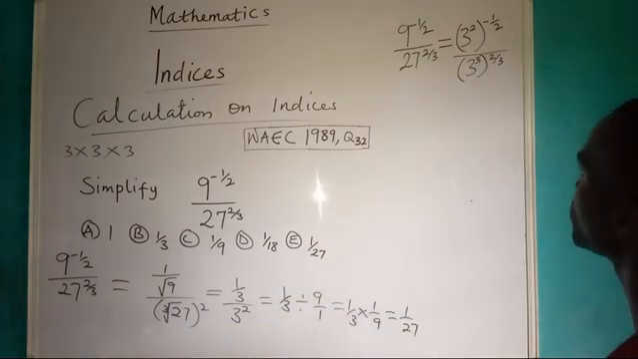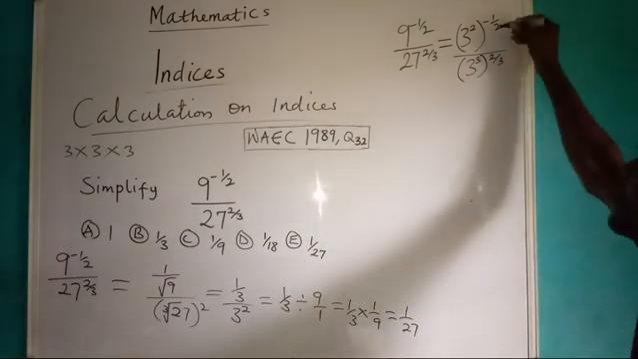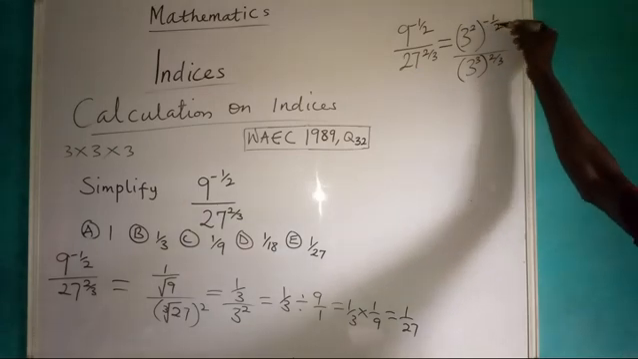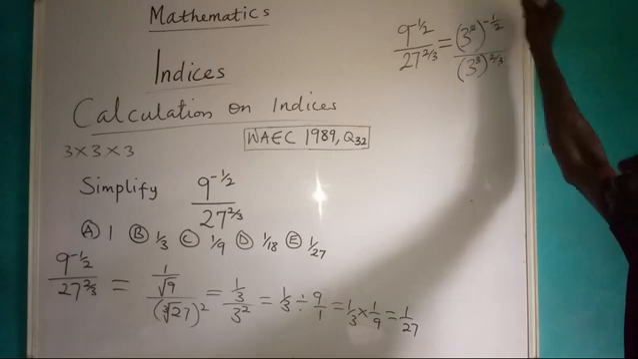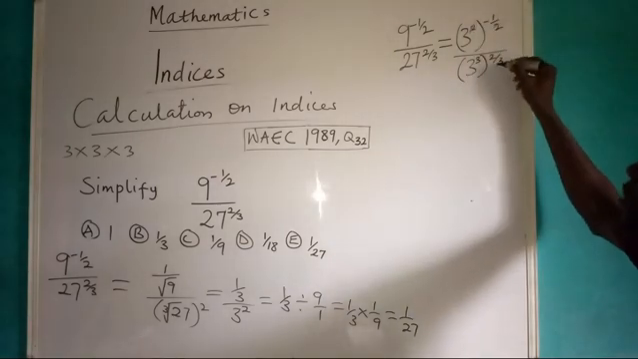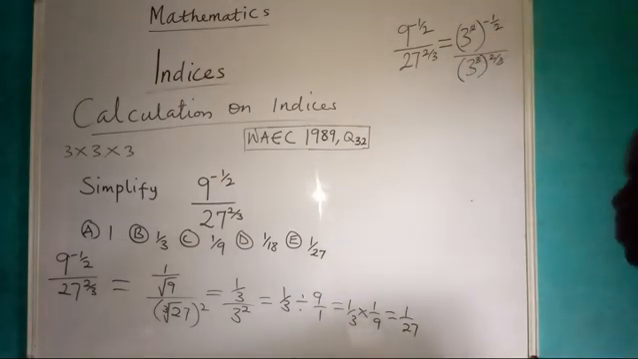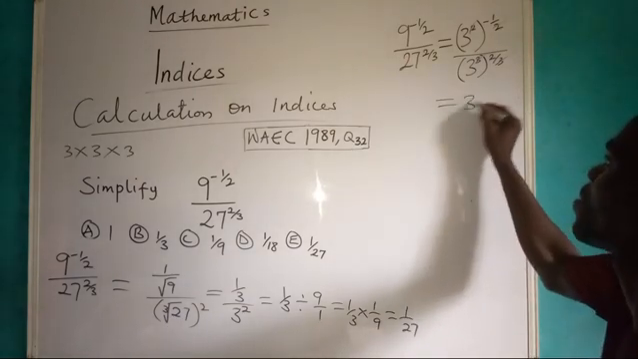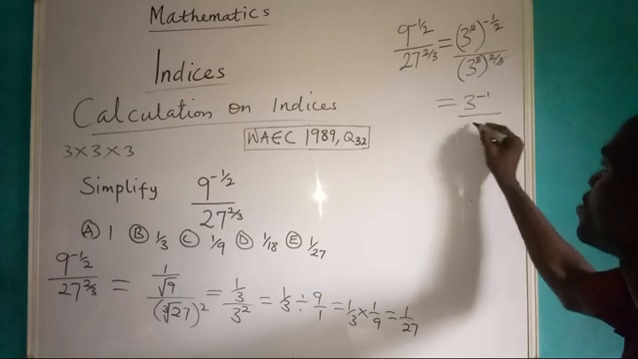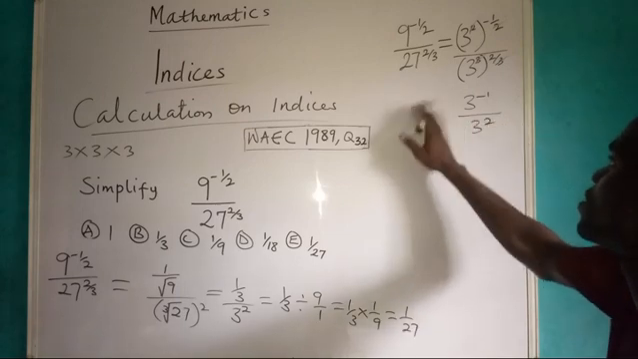Now, what can we do to this? This very one here is simply the power law. I will need to multiply the 2 powers. When I multiply, this 2 here will kill this 2 here. If I also multiply this one, this 3 here will kill this 3 here. It means that what I will have left is 3 power minus 1 divide 3 squared.